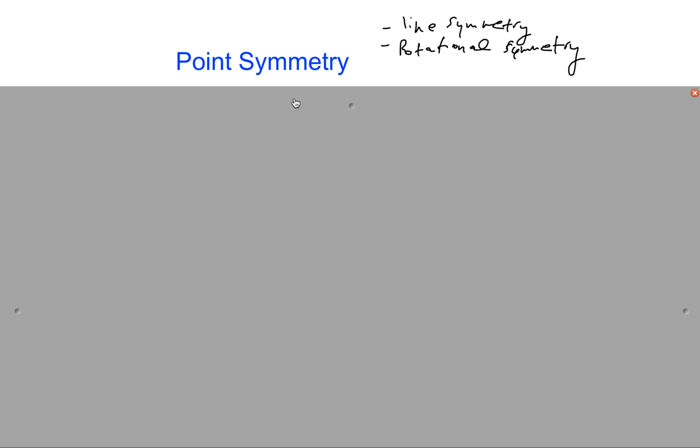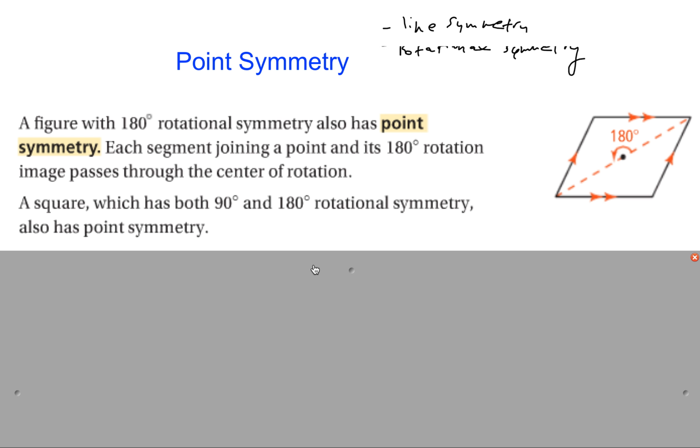So what is point symmetry? Let's take a look. A figure with 180-degree rotational symmetry also has point symmetry. Each segment joining a point and its 180-degree rotation image passes through the center of rotation. So what does this mean?